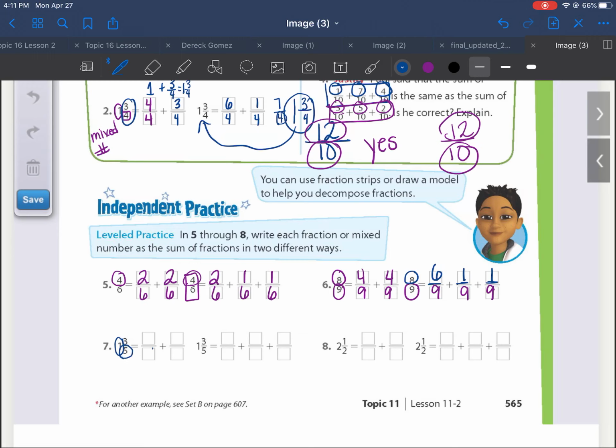For number 7, we have a mixed number. So we have a whole. If you look, your denominator is 5. How do I make a whole? By putting 5 over 5.